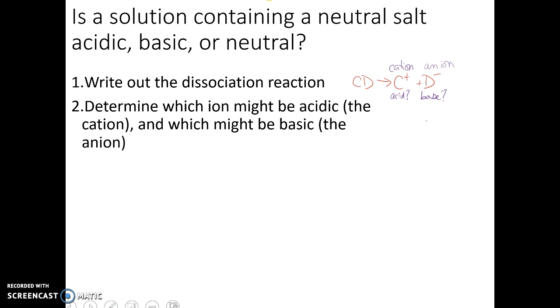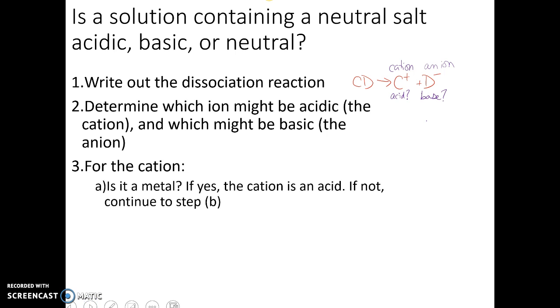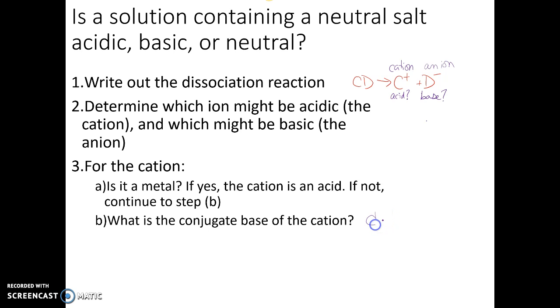So let's start by looking at the cation to determine whether it is an acid. The first step is to determine whether it is a metal. If it is a metal cation, then it is an acid. If not, we must continue to step B. For step B, we determine what the conjugate base of the cation is. This might look something like this, COH, which we would get from reacting C+ with OH-.